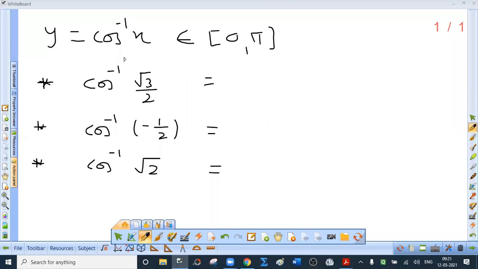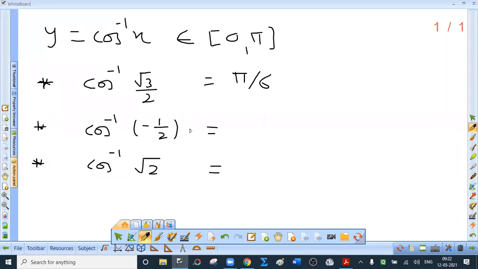Now try to answer this. y is cos inverse x. y belongs to the closed interval [0, pi]. That is, your answer should belong to this particular interval. I asked what is cos inverse root 3 by 2. You can say let this be y. So cos y is root 3 by 2. Can you tell me the angle whose cosine ratio is root 3 by 2 and that angle belongs to this interval? Yes, it is nothing but 30 degrees. But instead of degrees, you have to say pi by 6 radian.